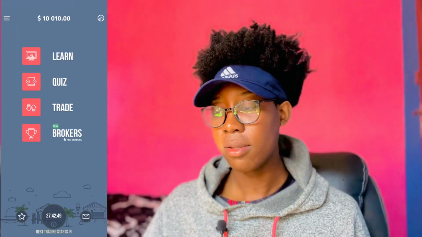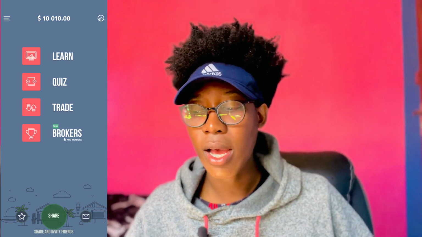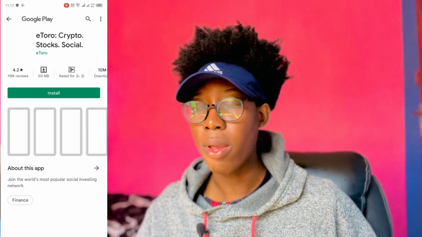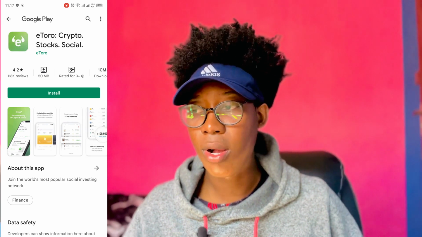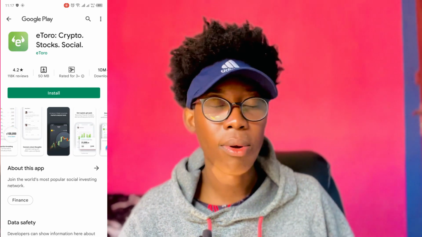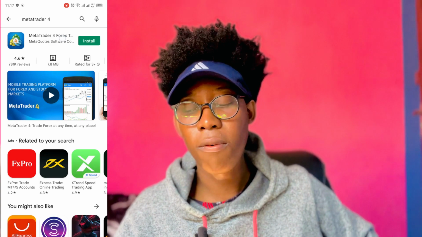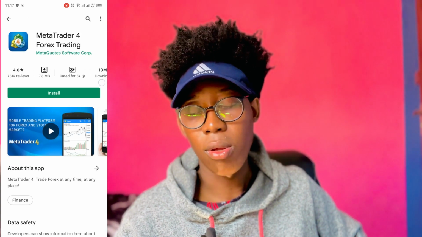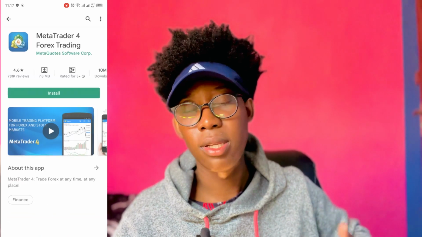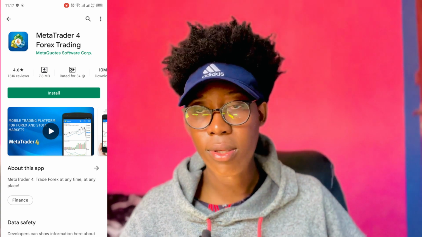So what is the second best Forex simulator you can try out? The second one is eToro, and as you saw over here, eToro does provide a free demo account where you can practice and see how it goes from there. The last one you can try out is MetaTrader 4. MetaTrader 4 is a trading platform. Once you install it, you can create a demo trading account within MetaTrader 4 and feel how it is to trade in the market.